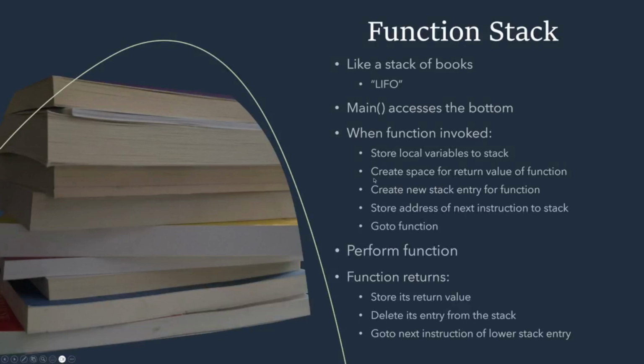Then you create space for a return value of the function so you can get it back. Then you create a new stack entry for the function, store the address of the next instruction of your current function to the stack, and then you go to the new function. So that's a lot of stuff, but just keep in mind that all your variables are stored in that memory space, and you have a pointer to your next instruction in that function.